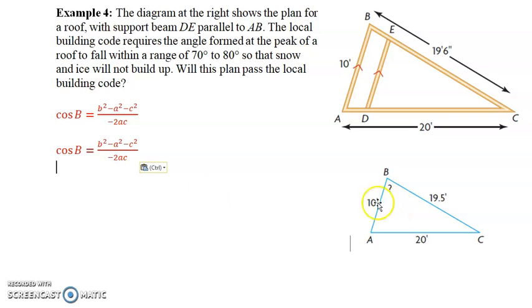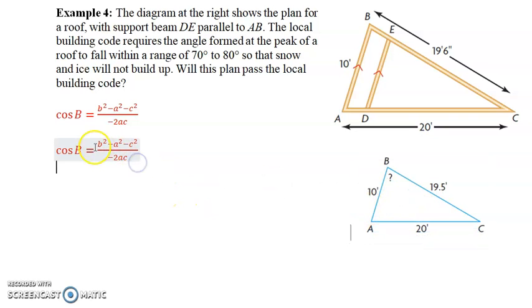I've rearranged for cos B. Okay. We'll plug everything in that we know. We know the side B is 20 feet. We know the side A is 19.5 feet, and we know that side C is 10 feet. We said A was 19.5 and C was 10. So we fill everything in.